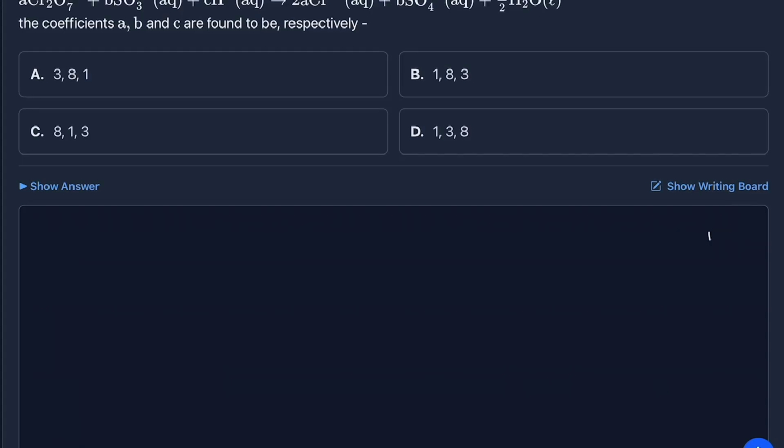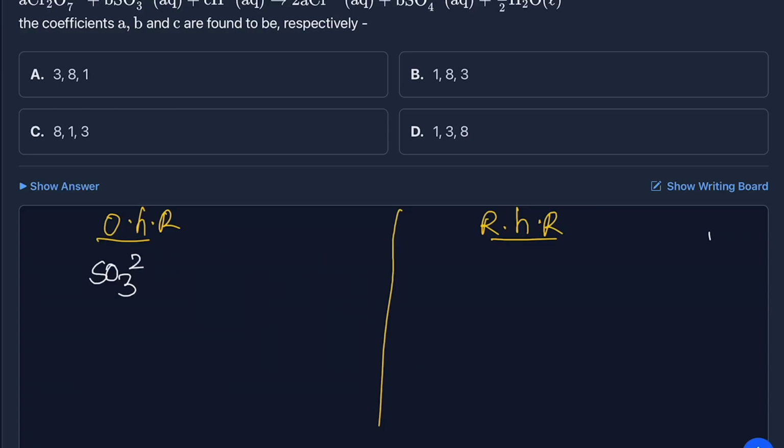I am writing here oxidation and reduction. First, in the oxidation we have SO3 2- to SO4 2-. Next, in the reduction it is Cr2O7 2- to Cr3+.